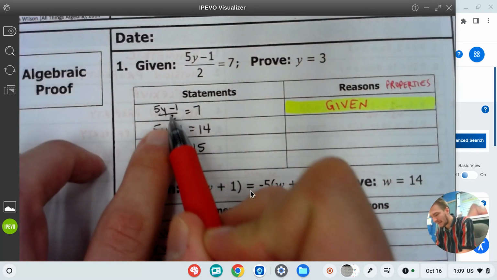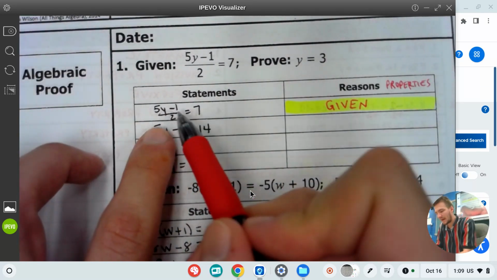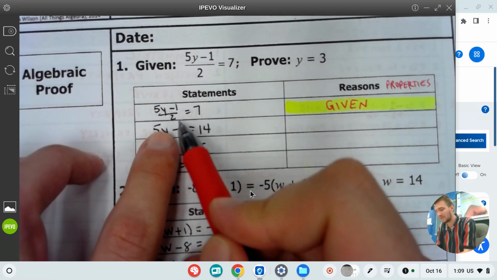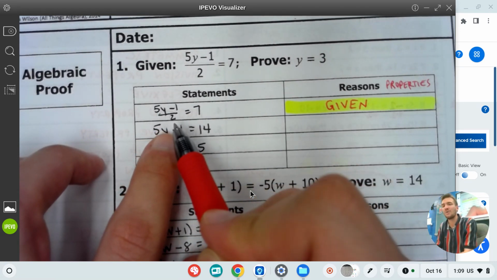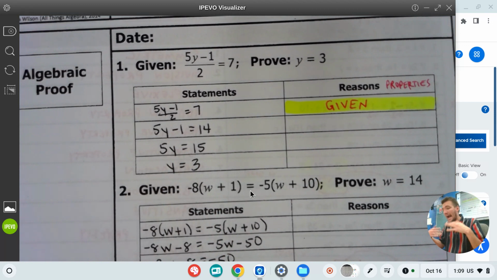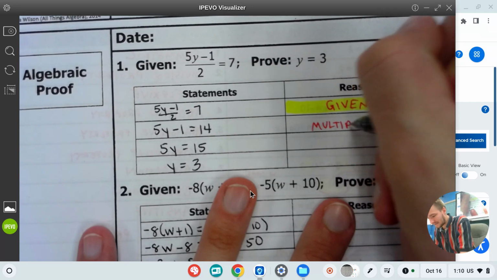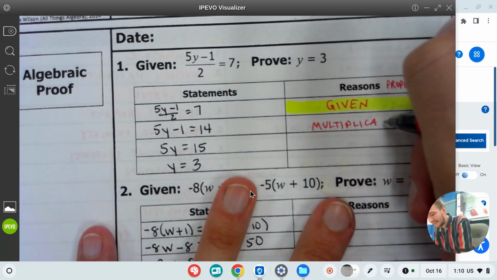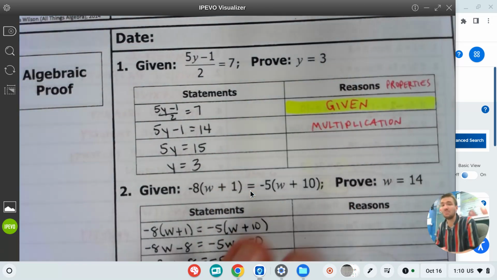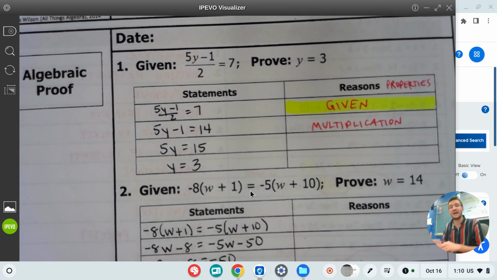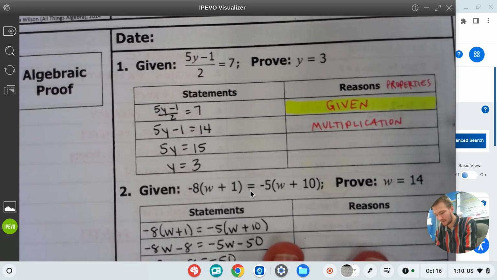How did they get from line 1 to line 2? I see that they moved this 2. The 2 is gone. And how did they move that 2? Did they add 2 to both sides? Subtract 2 from both sides? Did they use multiplication? Did they use division? They used multiplication, okay? The 2 is divided, and how do you move a divided by 2? You got to use opposites. So they used the multiplication property.